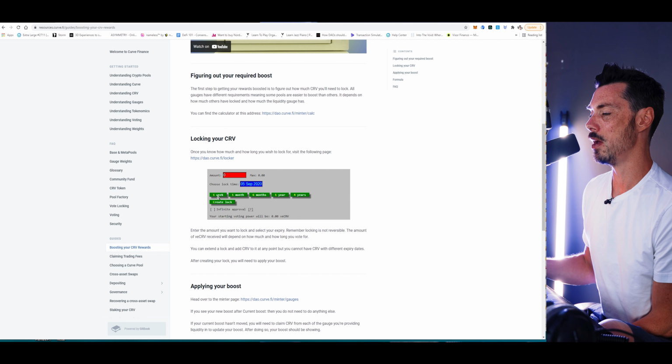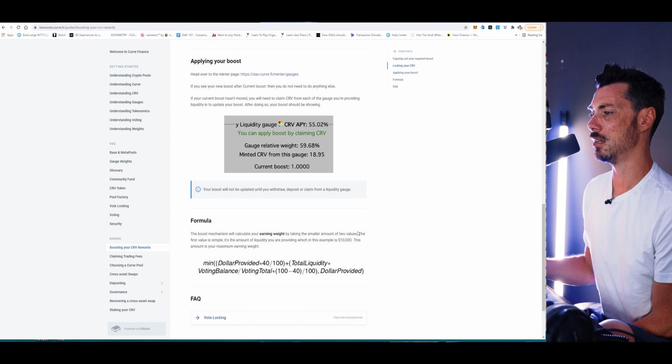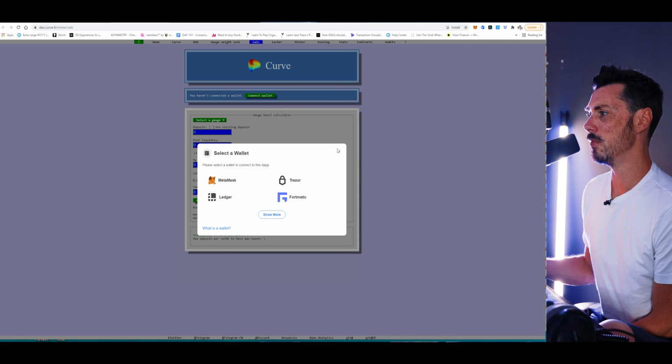So there are different timescales you can lock your Curve up. You've got 1 week, 1 month, 6 months, 1 year, 4 years. And there are also different ways that you can figure out the boost that you're going to get. There's a formula here. There's a calculator here. You can plug.